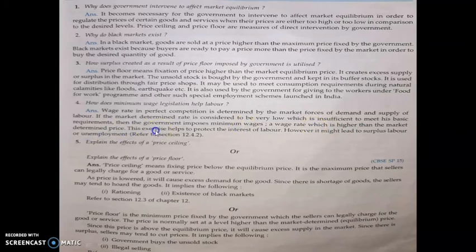Okay. So this exercise helps to protect the interest of labor because they will get sufficient wage, because the government fixes the wage rate above the equilibrium wage rate if the equilibrium wage rate is very low. However, it might lead to surplus labor or unemployment. Okay. Then explain the effect of price ceiling or explain the effect of price floor.